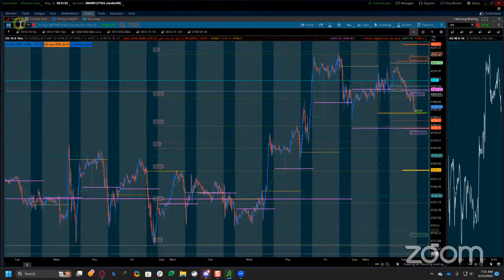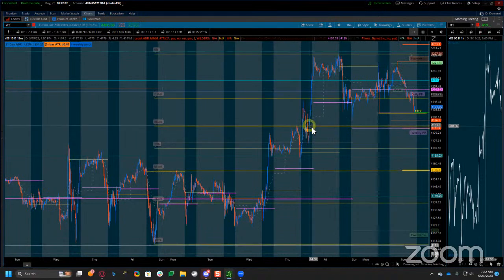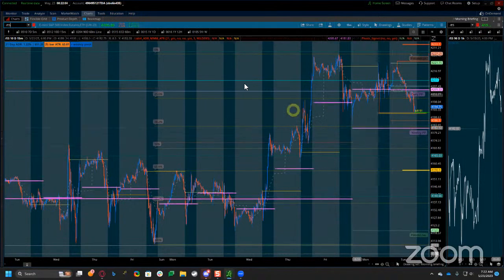And now that we've made our expansion that we talked about earlier today, we really don't have much left on the table except to hold the low, maybe wick a little bit lower, and then come back up again.